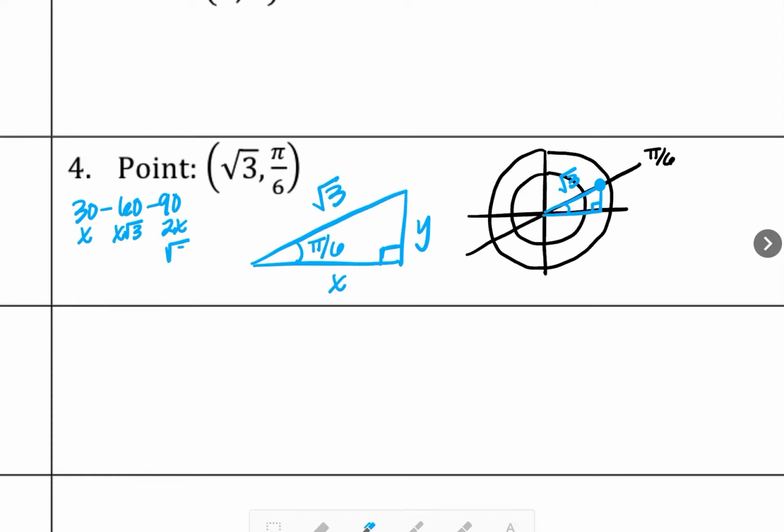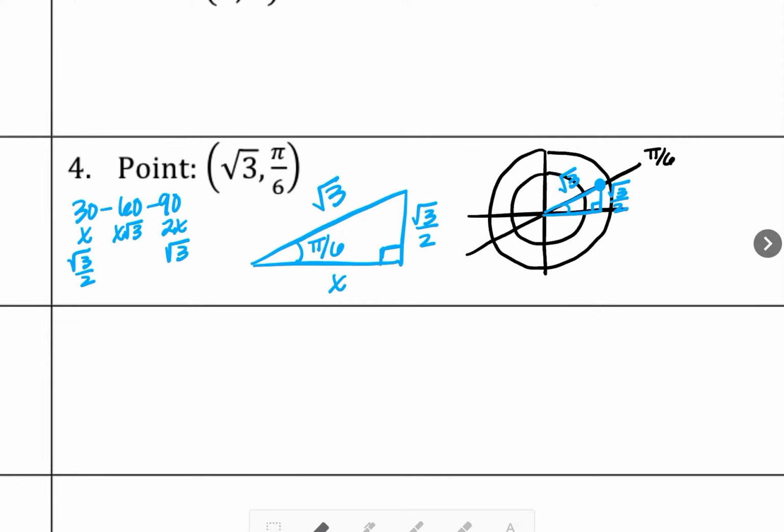We've been given this is radical 3. So what does that mean the shortest side is? Radical 3 over 2. That means our side right here across from pi over 6, or across from our 30-degree angle, is just radical 3 over 2. Sweet, that's our y-coordinate.